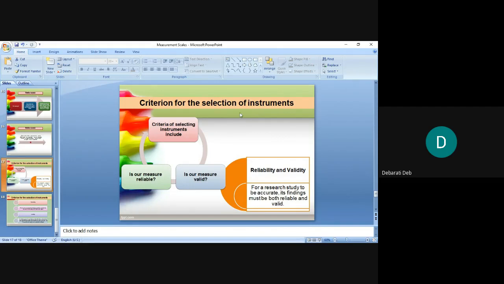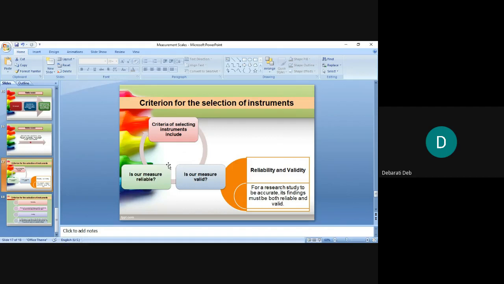Criterion for selection of instruments. So on what basis will you select the instrument? I have already selected for you. It should be ratio scale. But still, you can utilize these criteria for selecting. One, is our measure valid? Is our measure reliable? These are the perfect 2 categories for saying that your scale of measurement is the best scale of measurement.